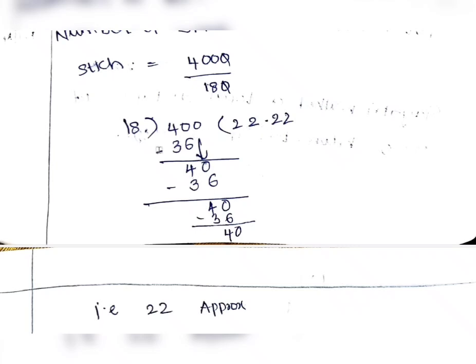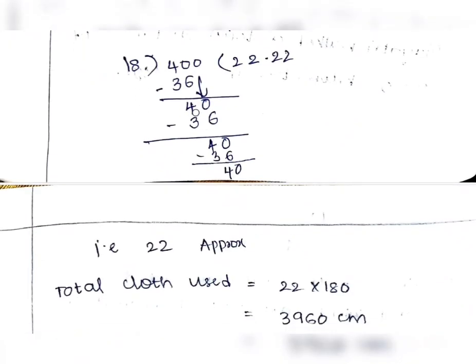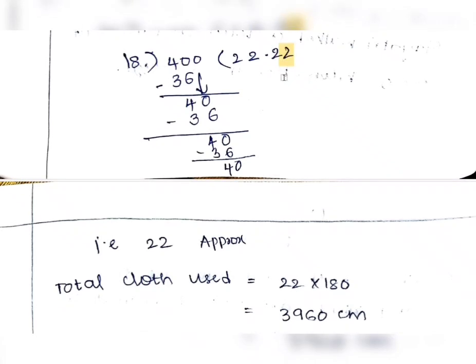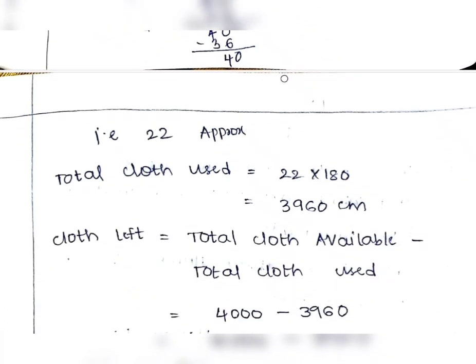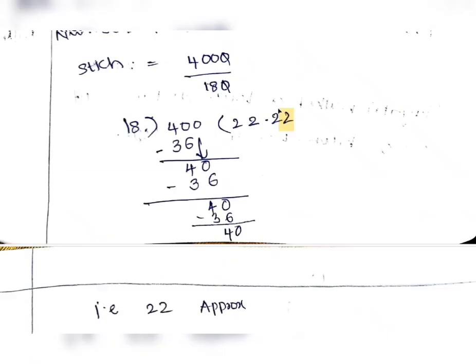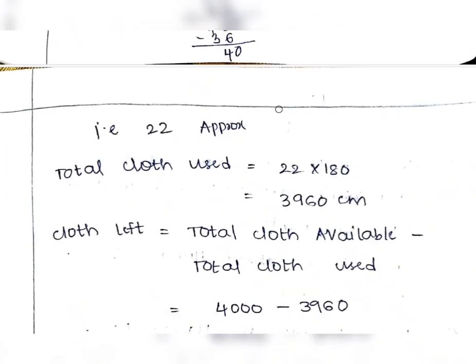So again 18 twos are 36. If we subtract 40 minus 36, we'll get 4. So we are putting a point here and putting 0 here. So again 18 twos are 36. Again we are getting the same answer, so it is going on repeating. So we can do up to 2 decimal points. So approximately it is 22 shirts.